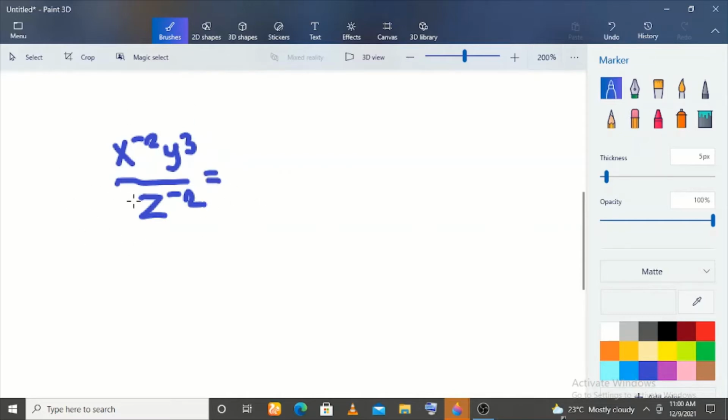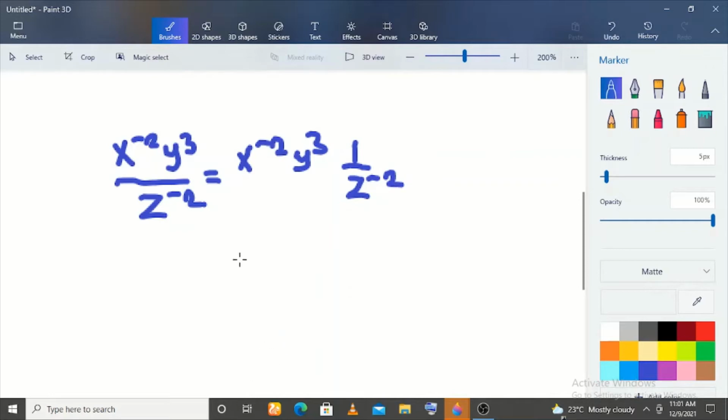Well, we can split it in this way. We can write x to the power negative 2, then y to the power 3, and then multiply this by 1 over z to the power negative 2. Sorry, it's supposed to be negative 2.